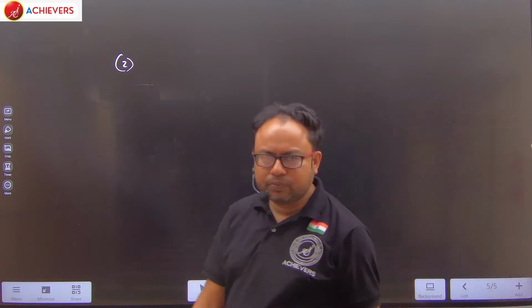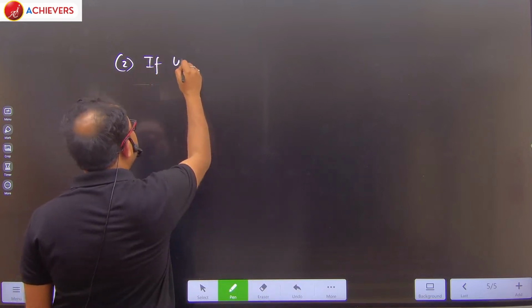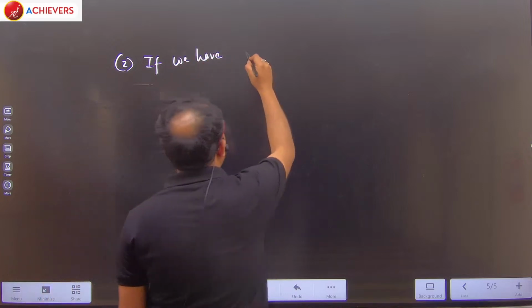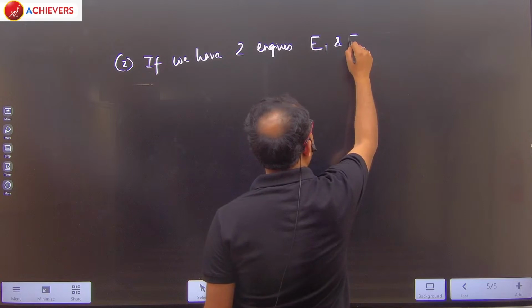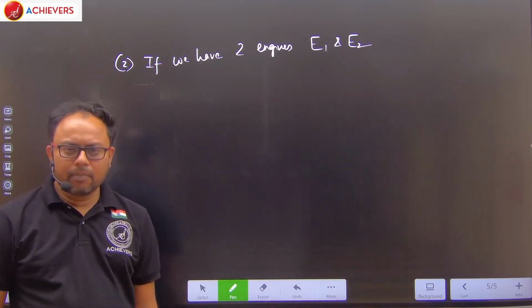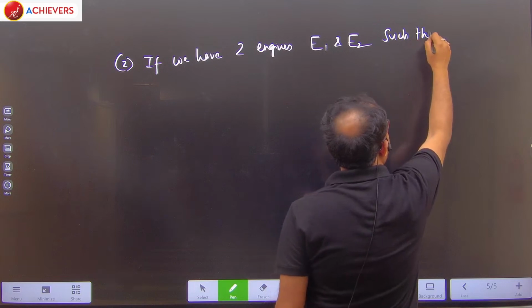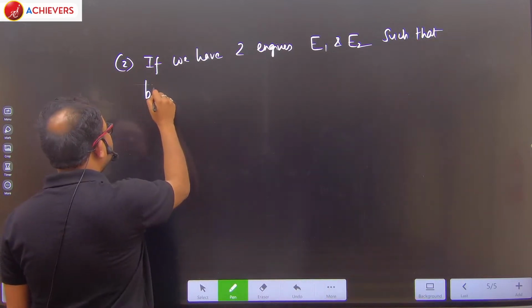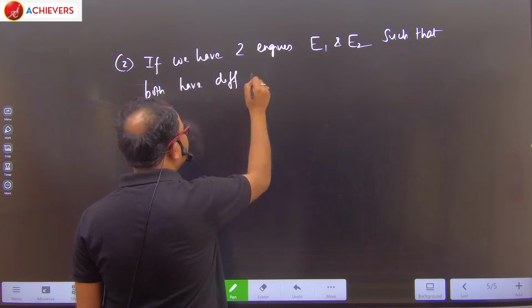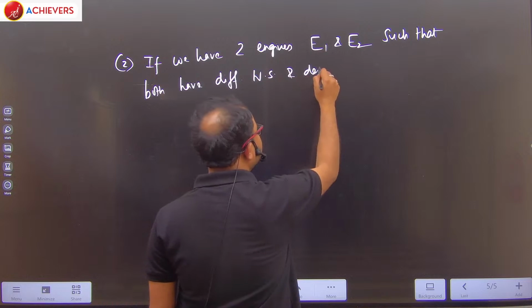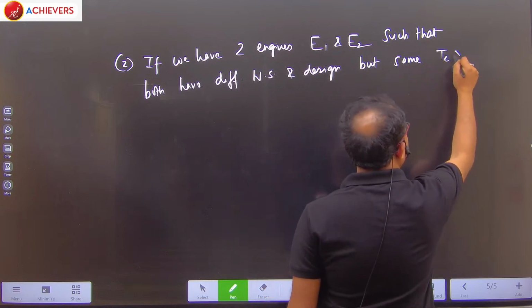Question number 2. If we have two engines, E1 and E2, such that both have different working substance and design, but same TC and TH.